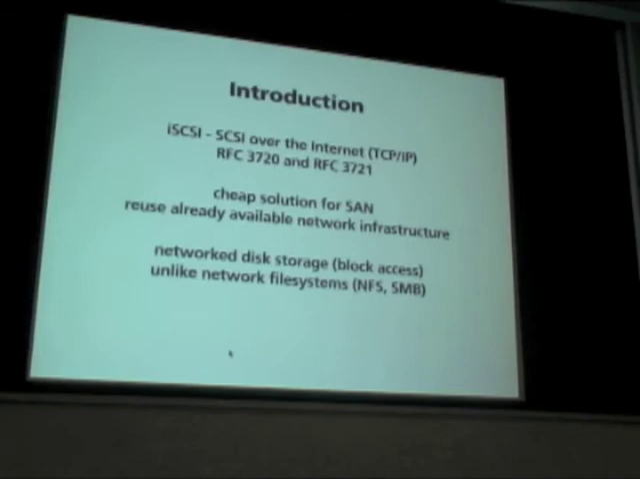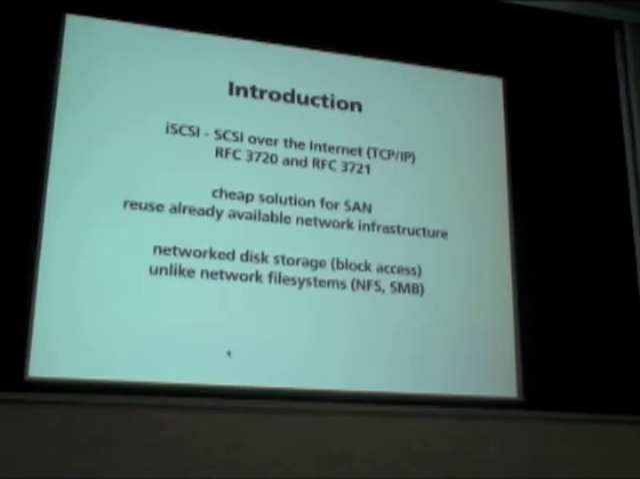So iSCSI is SCSI over the internet. It's based on mainly one RFC, but normally they come in two. So it's RFC 3720 and 3721. The big thing is in the 3720. 3721 is more like how to detect disks and stuff like that. It's fairly simple though.